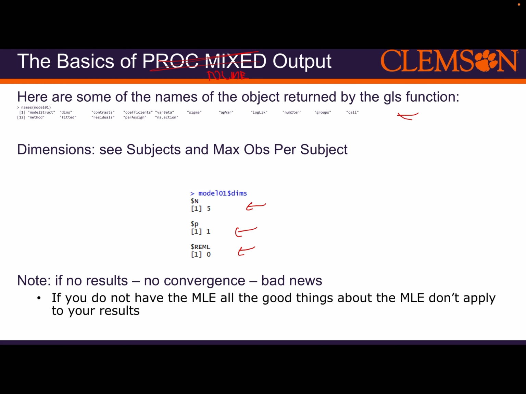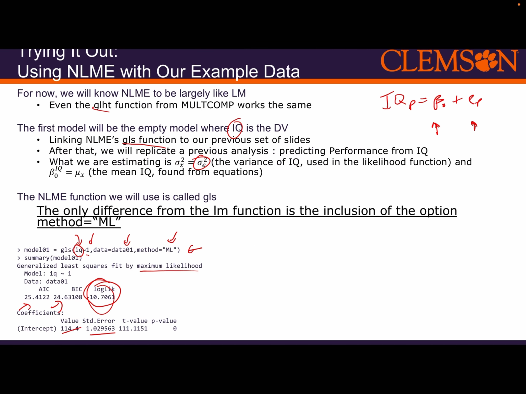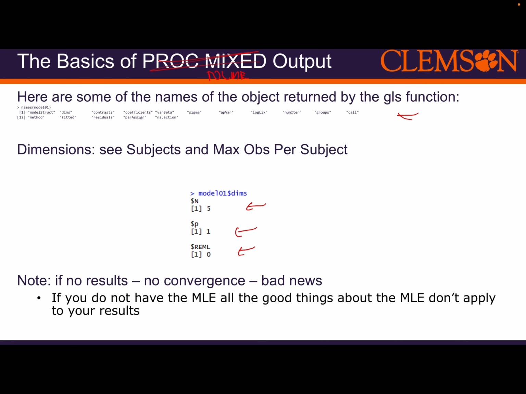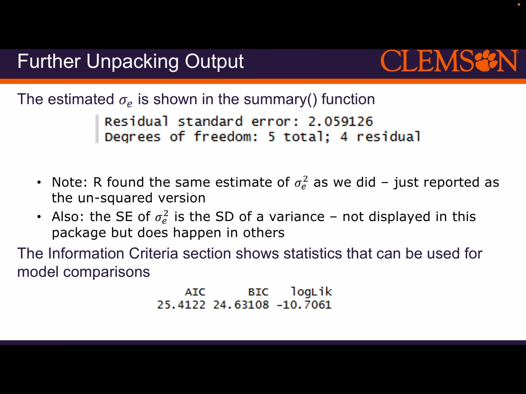which we're not going to talk about at the moment. The other thing is, if you don't get results, you don't get convergence. Sometimes this may not find a maximum if you have some problems with your data. So if you don't get results, no numbers. But the problem with convergence is this: if you don't have convergence, all those good things, asymptotic consistency, asymptotic normality, all those don't apply to your results. So we want convergence.